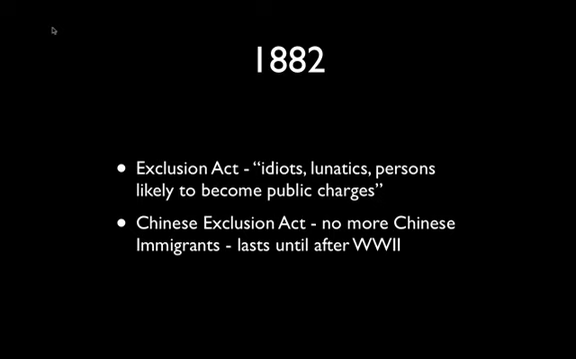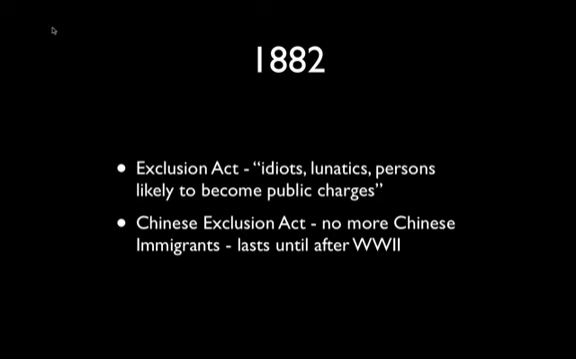So how do we know someone's an idiot? Well, we take a look at them and go, yeah, you're an idiot, so you can't come to this country. I mean, the whole process was just silly. A person likely to become a public charge is someone who is going to screw around, and it's going to result in the government having to step in and either pay for that person, or put them in jail, or they'll become a burden to society. So the Exclusion Act was to exclude idiots, lunatics, and people likely to become public charges.